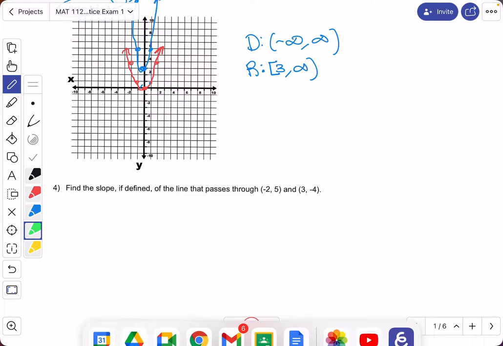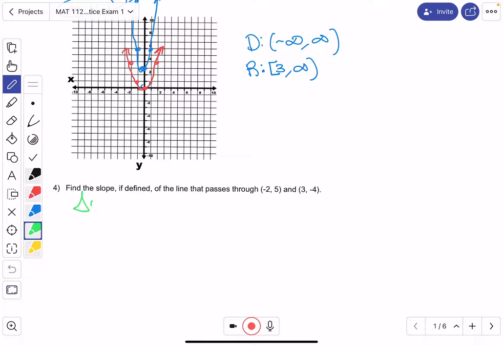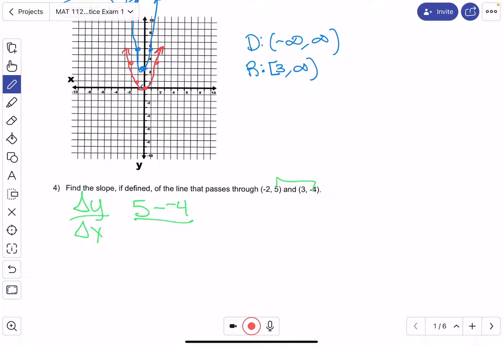Slope formula is change in y over change in x. So we're subtracting our y coordinates and we're subtracting our x coordinates. So the y would be 5 minus -4, and the x would be -2 minus 3. Minus a negative is plus, so that would be 9. And then -2 minus -3 is -5. So you could write it like that.